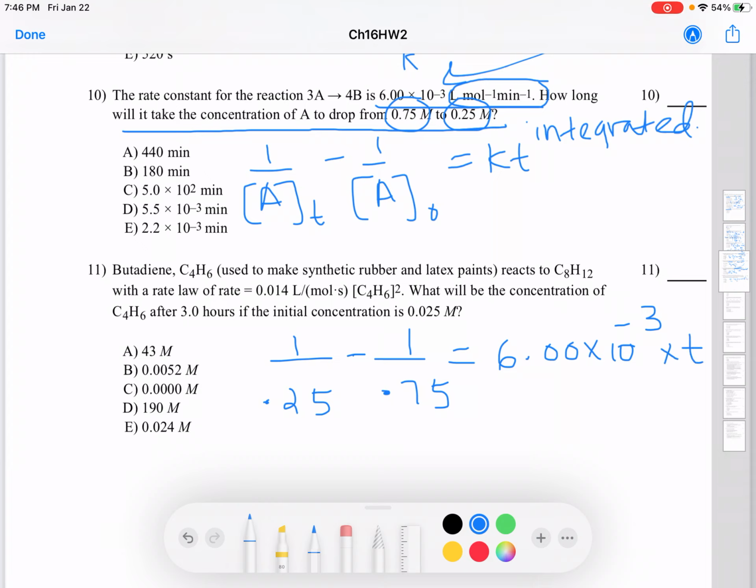So you can solve this one. 1 over 0.25 minus 1 over 0.75. You solve for that and then it equals 6 times 10 to the negative 3 times time. So you can find out the time, right? This is mathematics, algebra. So you guys can do that part, correct? And this one is for number 10. Get the correct answer, and that's how you're going to solve it. Your answer will be in minutes. That's for number 10.